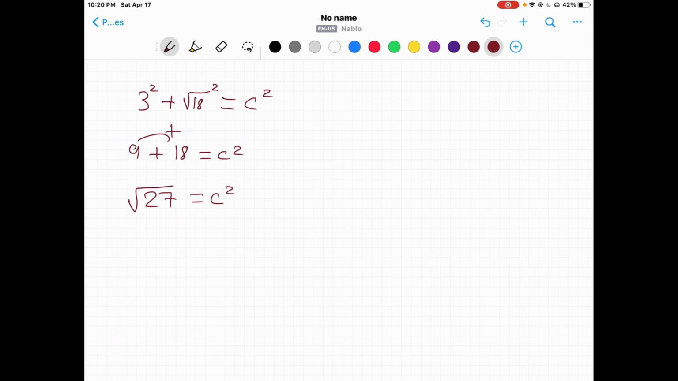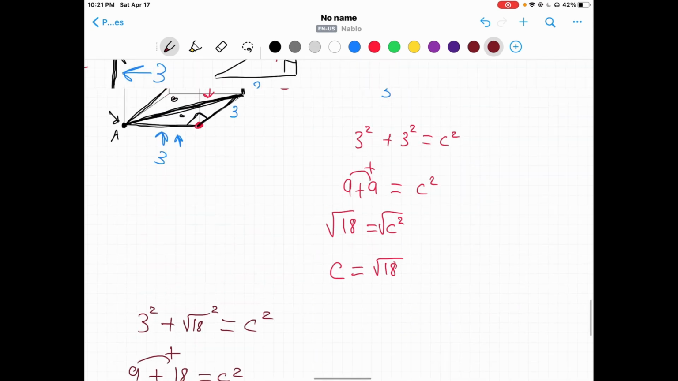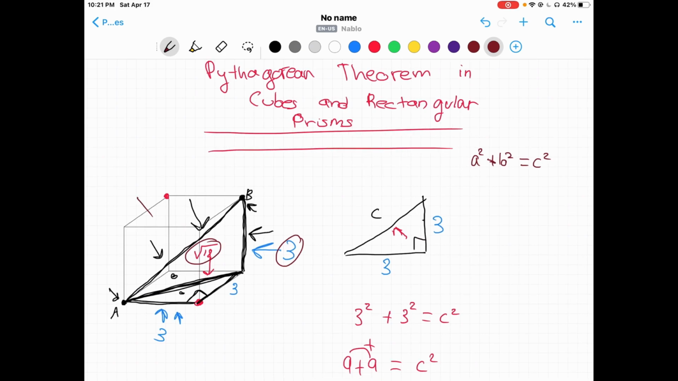Take the positive root of both sides, and we would end up with c being equal to the square root of 27. So now we know that the diagonal of this cube is equal to the square root of 27.